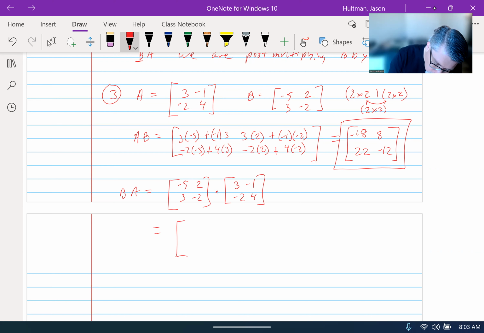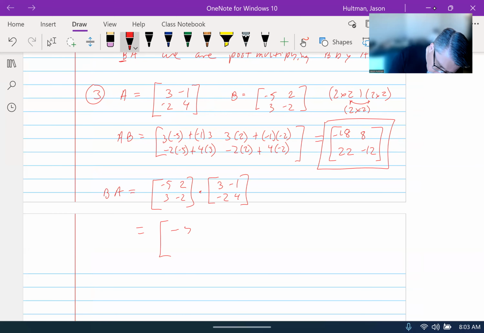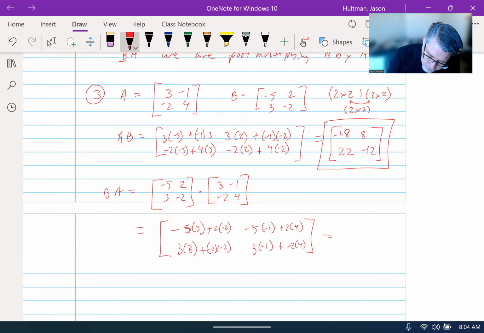First row, first column is -5 times 3 plus 2 times -2. First row, second column is -5 times -1 plus 2 times 4. Second row, first column is 3 times 3 plus -2 times -2. And second row, second column is 3 times -1 plus -2 times 4. Now all I have to do is simplify this.